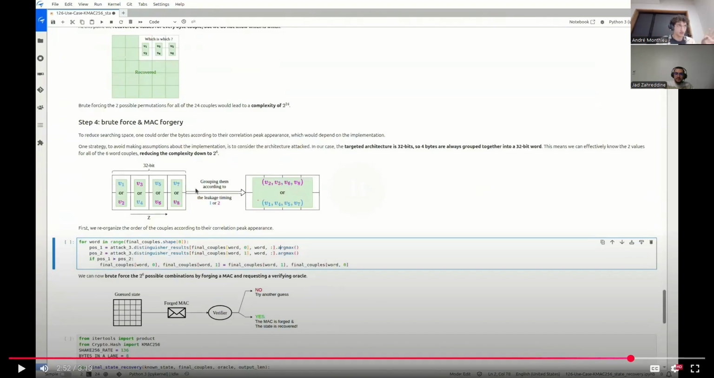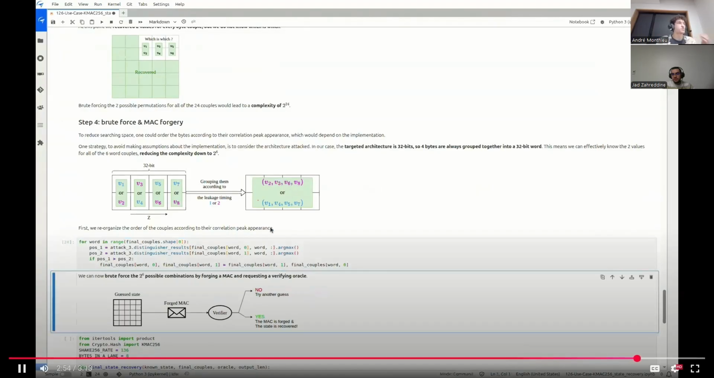So here we have a little illustration. Here we have the different couples looking at it from the z-axis, and we don't know which is which. However, since they are grouped 4 bytes together, we can see that the leakage timing is the same between these 4 and between these 4. So we know they belong to the same lane. And that way we can reduce the complexity down to 2 to the power of 6. And yeah, this is much, much more doable.